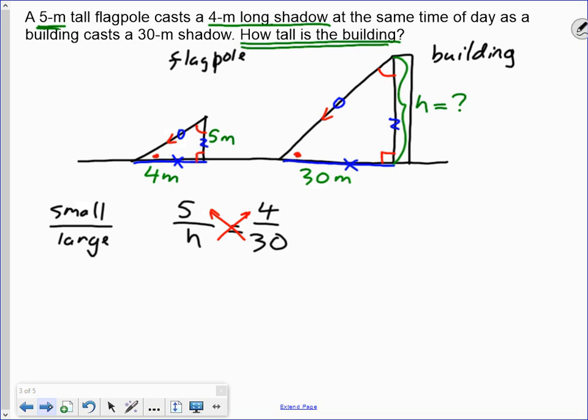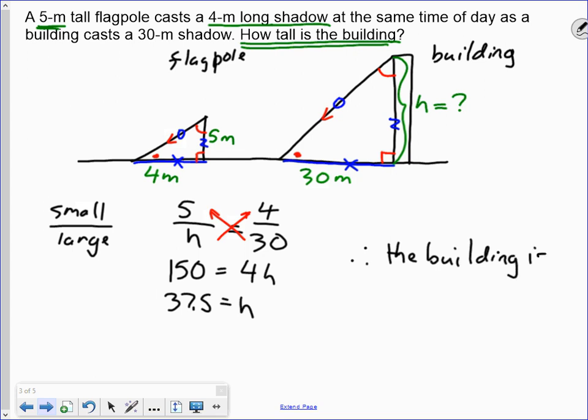So 5 times 30 is 150. It's going to equal 4h. Dividing both sides by 4, h is 37.5. So the building is 37.5 meters tall.